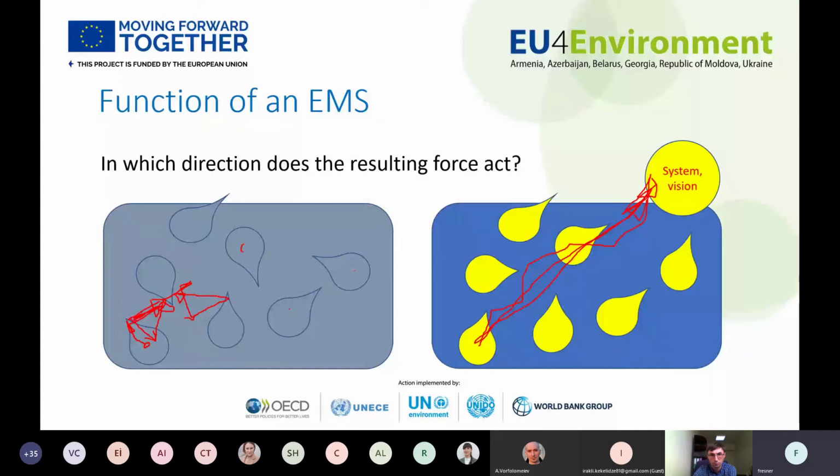And this is basically what we are talking about today, how to build this shared vision and how to develop an organized system to organize all the elements of an organization into the direction which the environmental policy provides. That's in a nutshell the function of an environmental management system.